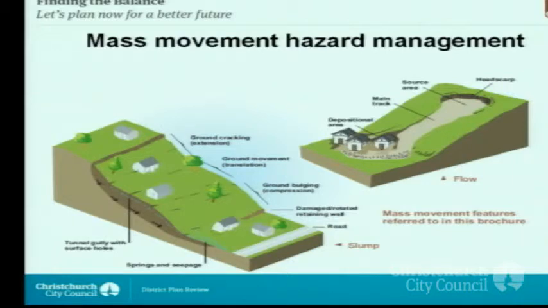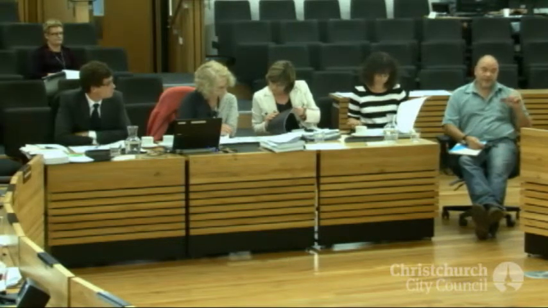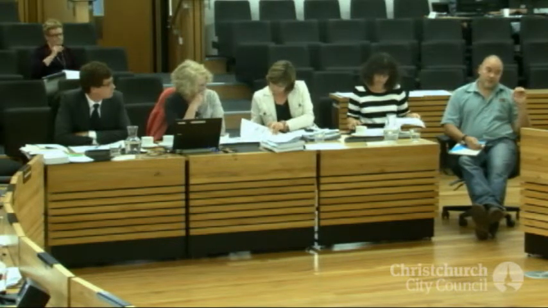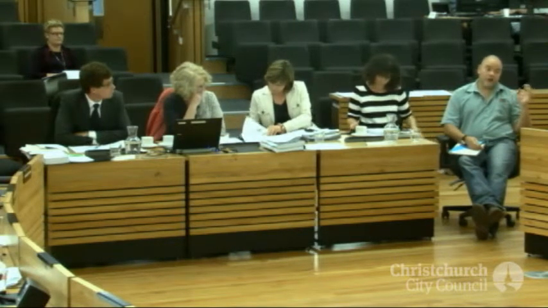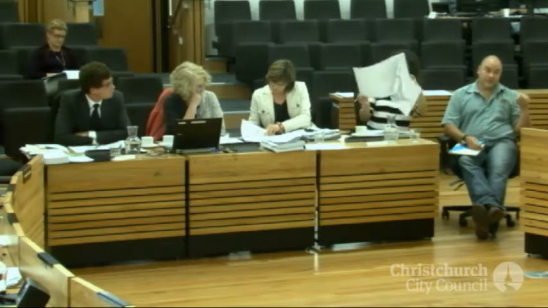So there are no mass land movement areas identified on the Banks Peninsula side of the hill. So Littleton, for example, hasn't got any identified areas. Is that because there aren't any, or is it because the work hasn't been done yet? I'll try and make this very clear. The Littleton side was assessed post-earthquake, and there were no mass movements defined.